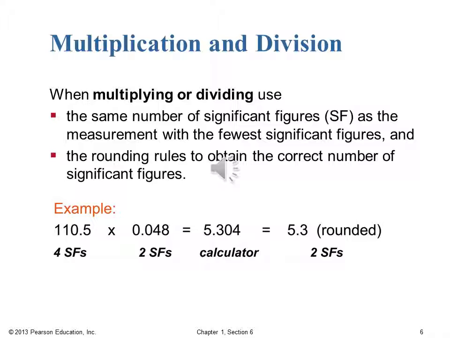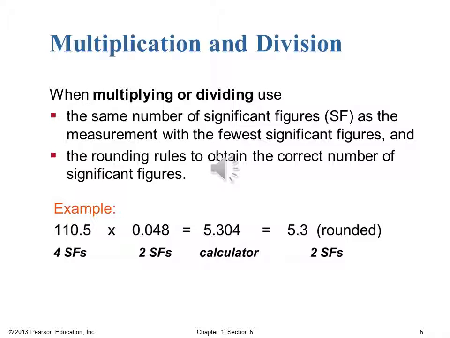So how do we mean this? Well, if we look at the example, 110.5 has 4 significant figures. Multiply that by 0.048, which has just 2 significant figures. Those leading zeros are not significant, they're placeholders. If we rewrote it in scientific notation, of course it would be 4.8 times 10 to the minus 2, so you can always do that if you need help figuring out the zeros before or after, if they're just placeholders.